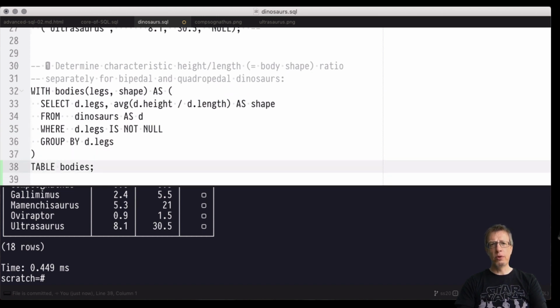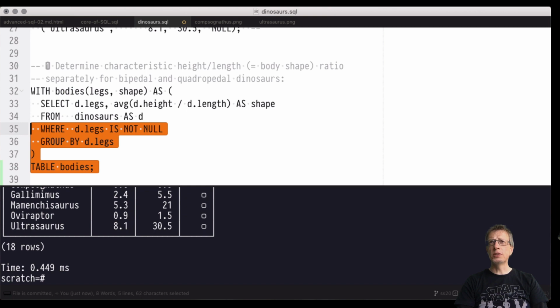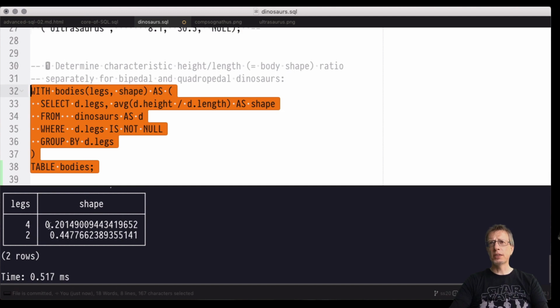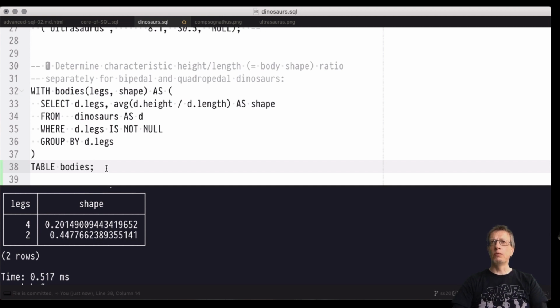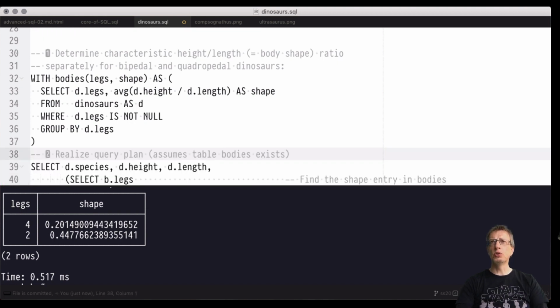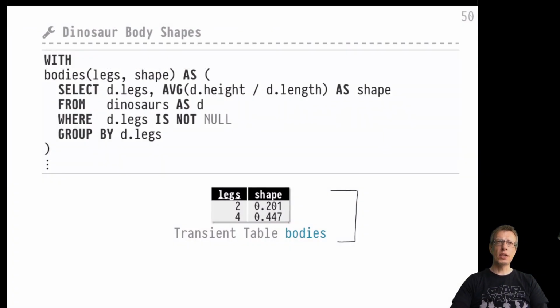Maybe the whole query will be larger, but we will now want to check that this bodies temporary table already contains the right data. So this is what we are going to check here, and it looks good to me. 2 legs, 4 legs, they have distinct body shapes. That gives us some hope that we can use this to tell the animals apart. That's nice. Okay, so this part of the CTE already can stand on its own, and we will append the full query that can infer locomotion in due course. But let's switch back to the slides first.